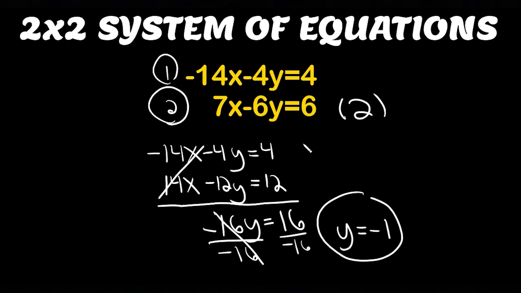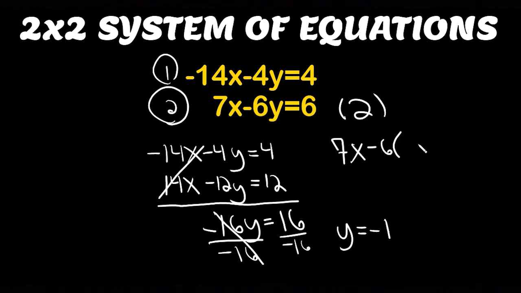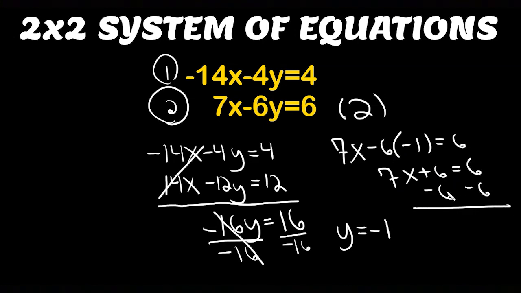So using equation 2, I'll have 7x minus 6 times y, which is going to be negative 1, equal to 6. Cleaning it up, we get 7x, and negative 6 times a negative 1 will give you positive 6, equal to 6. From here, we want a minus 6 on both sides. This will cancel. Here, I get 7x equal to 0. Divide both sides by 7, and you get x is equal to 0.